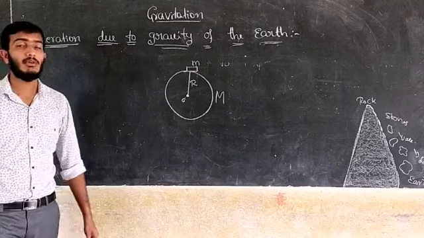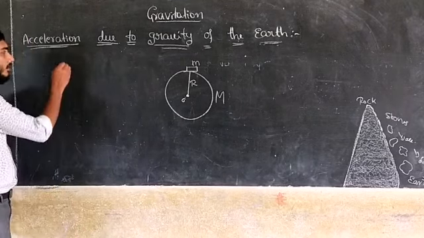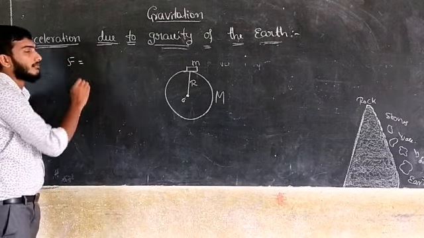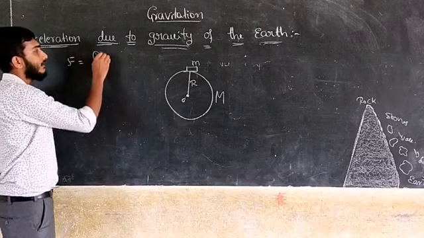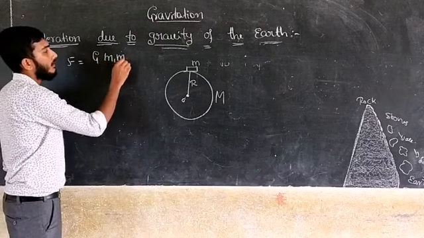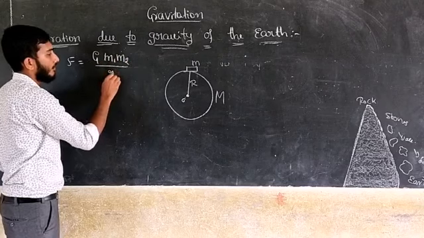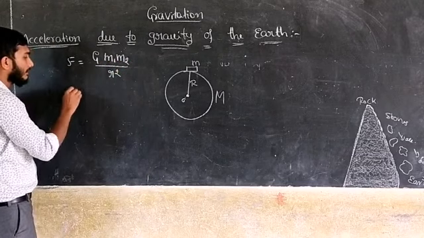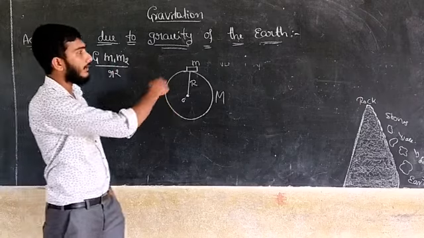According to the expression of gravitational force, you have the expression F is equal to G into m1 into m2 divided by r square. So again, we find the equation related to the given expression.